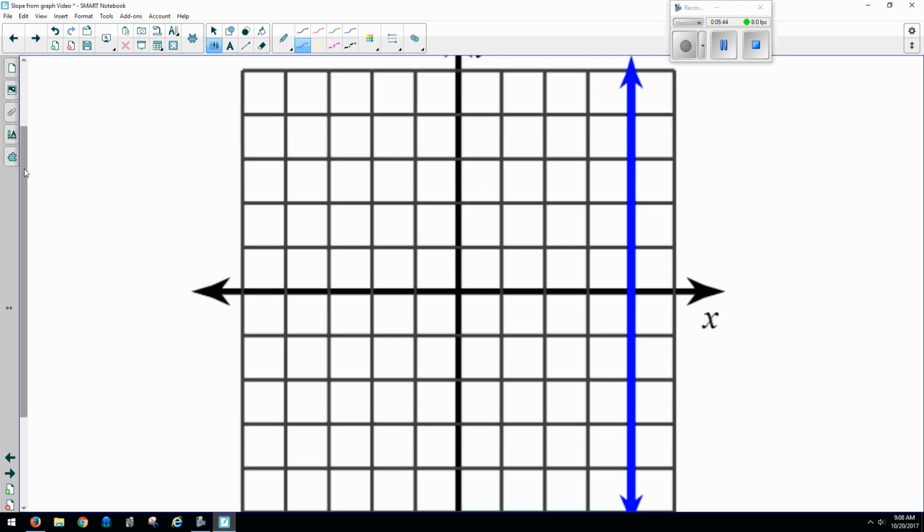And last but not least, this slope would be undefined because it's a vertical line. Undefined. And we will continue with this in class.